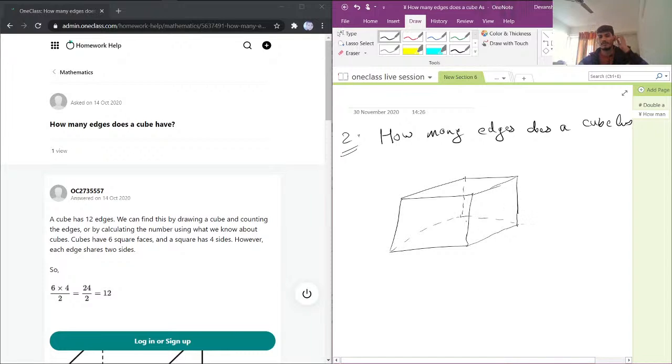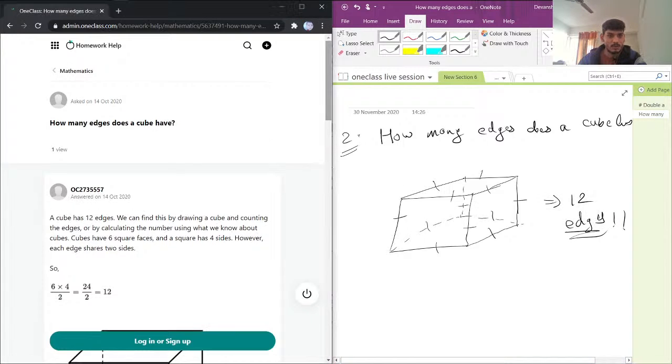There are many ways to calculate the number of edges of a cube. One is just manually calculating. So this is 1, 2, 3, 4, 5, 6, 7, 8, 9, 10, 11, and this is 12. So 12 edges.